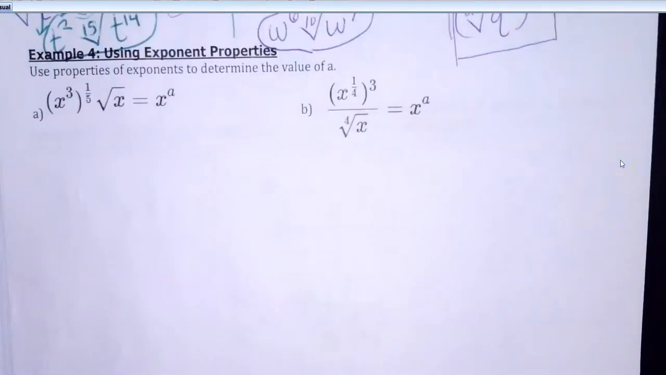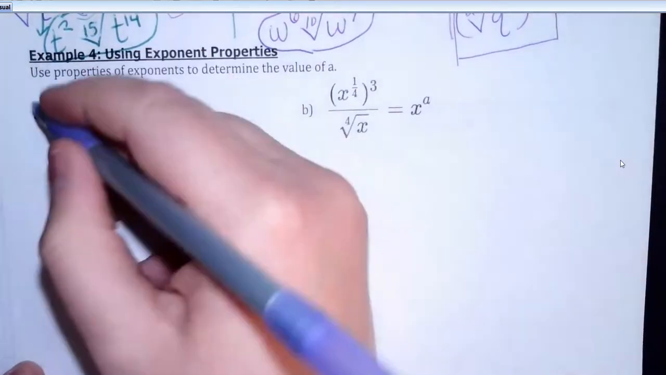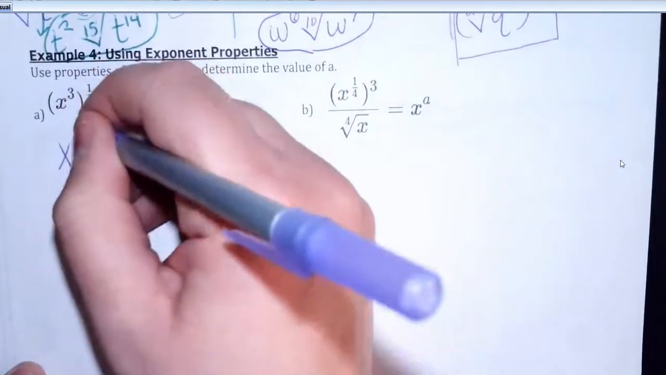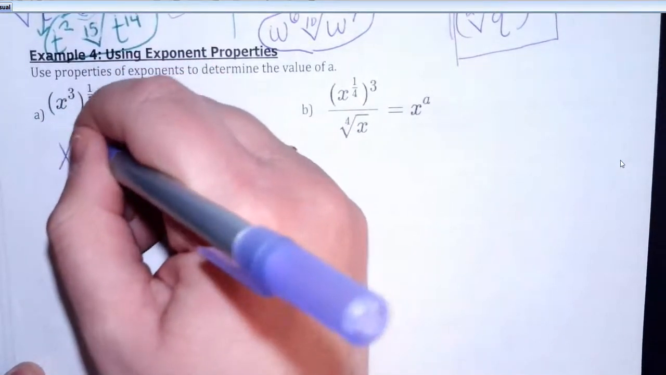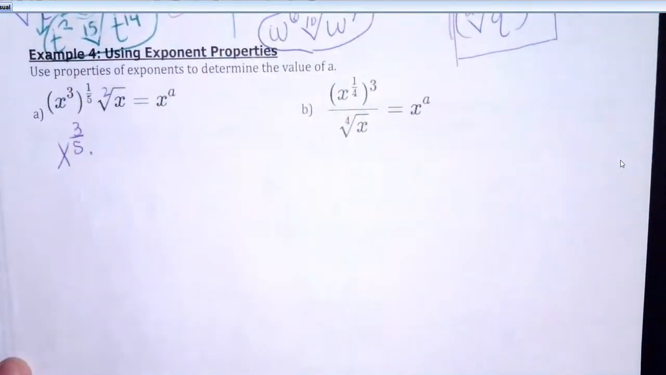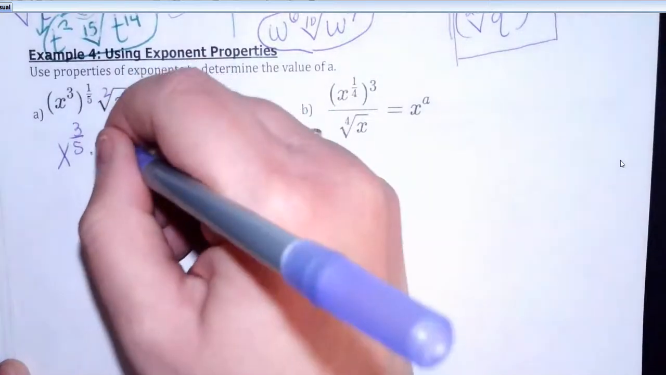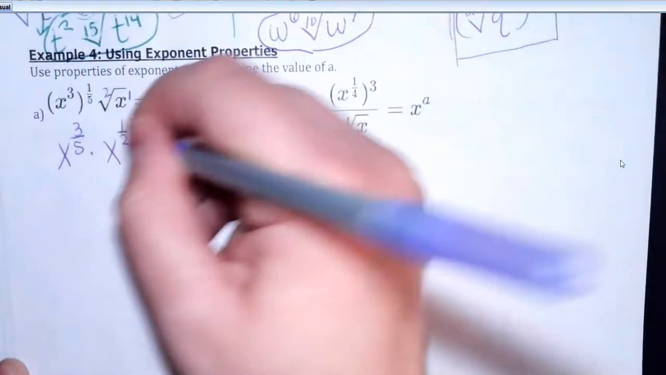And my last question, we're just going to use some properties of exponents, and we're going to determine what a is going to be. So right here, power to a power, we're going to multiply the exponents. So 3 times 1/5 would be 3/5. And then I've got radical form here. Remember, if you don't have an index, it's implied to be a 2, so this is a square root. If you don't have an exponent there, just think of that as being to the first. So the square root is the same thing as the 1/2 power.